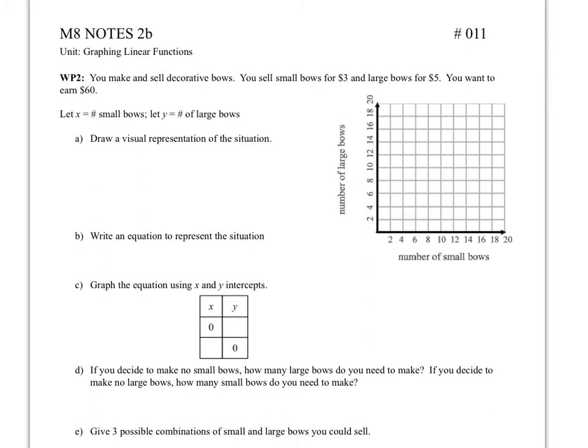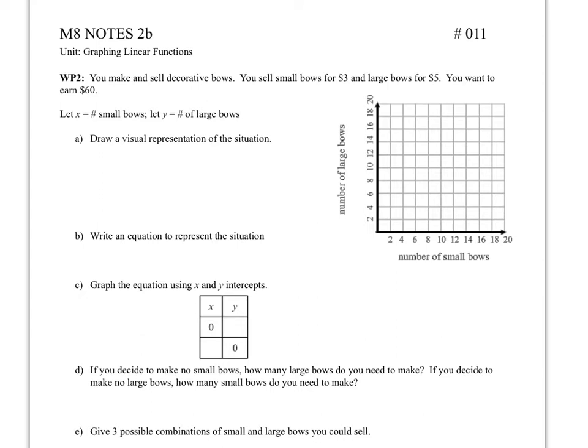So on this next example, we are making and selling decorative bows. We're selling small bows for $3 and large bows for $5, and we want to earn $60. One thing that comes up often when doing this problem is, well, it would be okay to make more than $60, right? Yes, in real life that's true, but for the purposes of this problem, we're going to pretend we want to make exactly $60, no more, no less. So when we get down to part B, we're going to represent that using an equation.